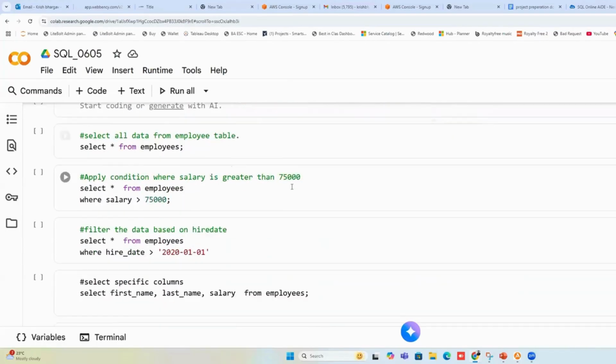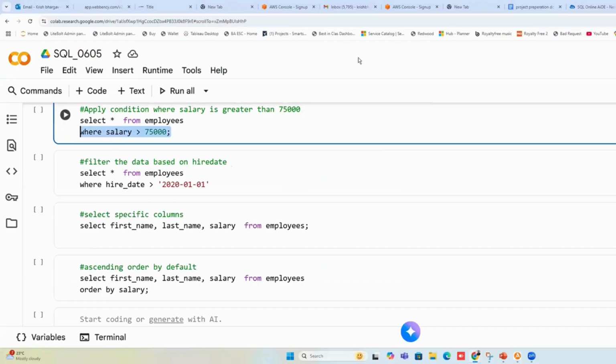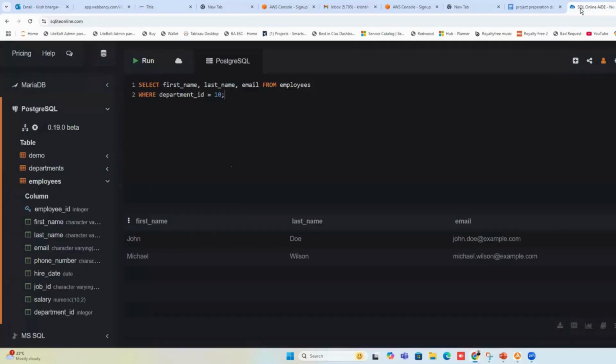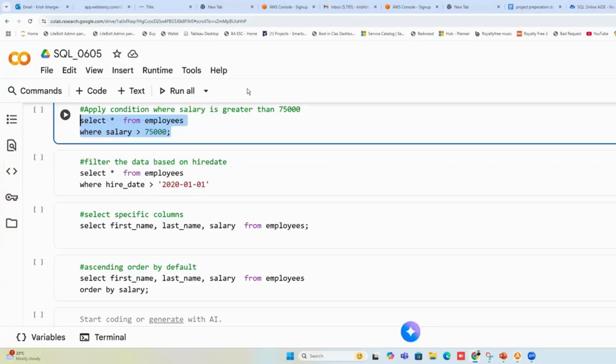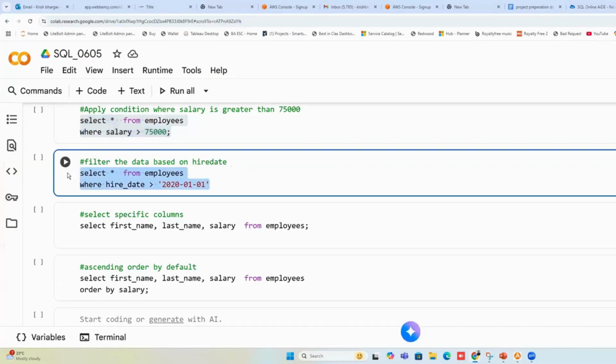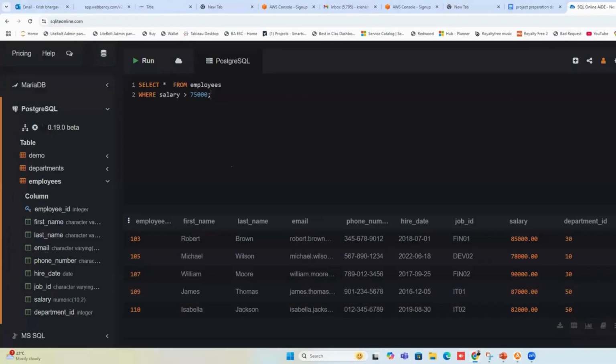Okay, I'll come back to this. Now let's say I need to select all columns from employees where the salary column is greater than 75,000. All right. So when I run this, you see my salary column has been filtered for only employees with greater than 75,000.